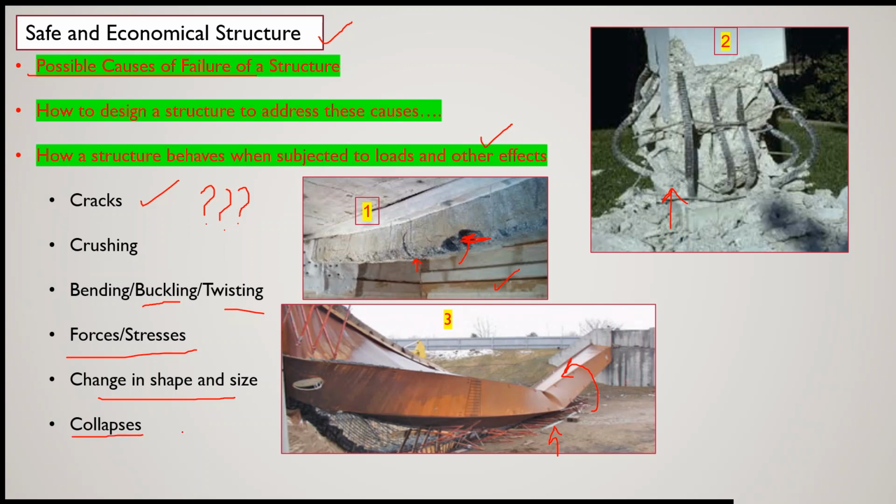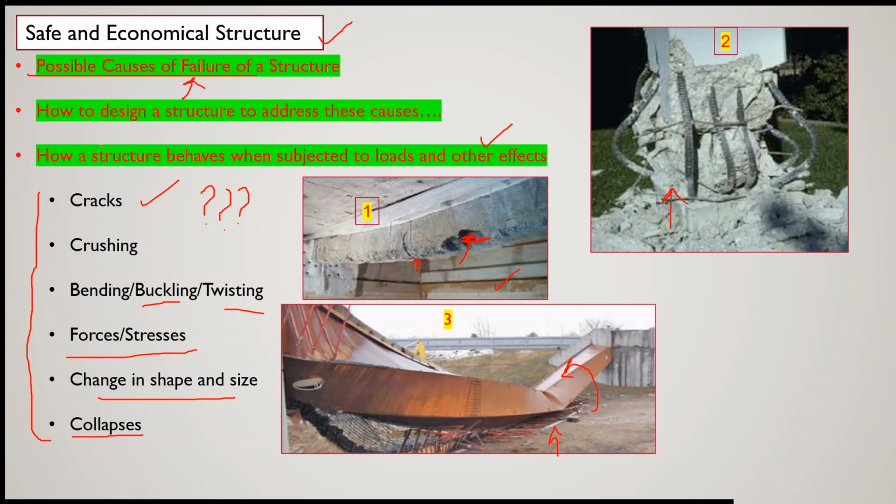Ultimately a structure can collapse, it can fall down. So these few reasons which we are trying to elaborate here, that cracks, crushing, bending, these may be the reason, maybe any one of the reasons which will be responsible for the failure of the structure.